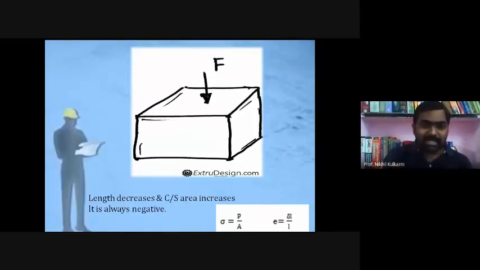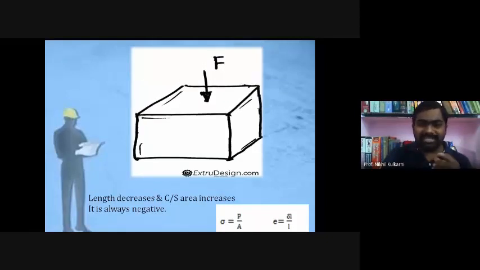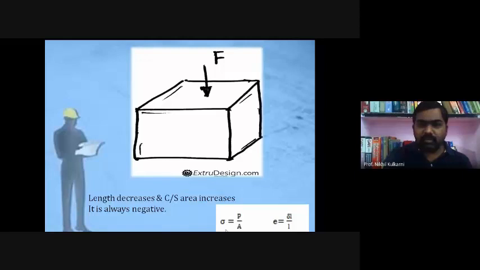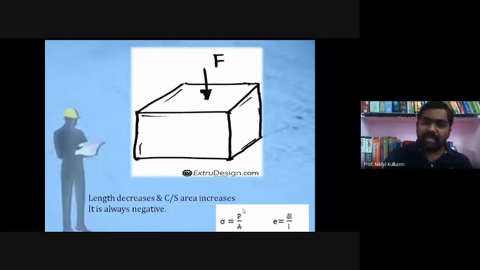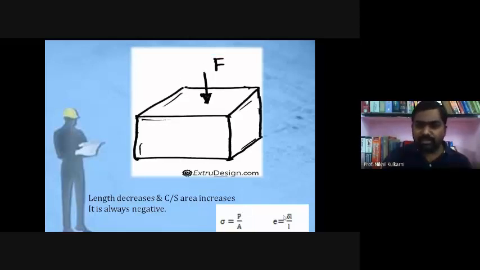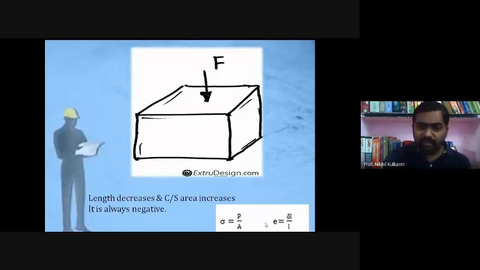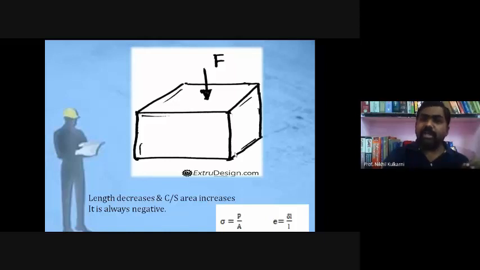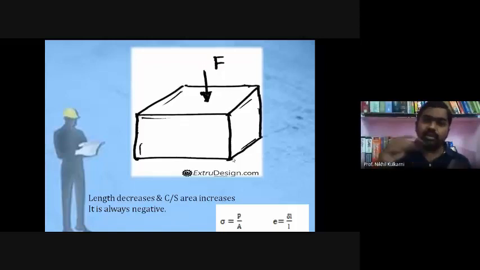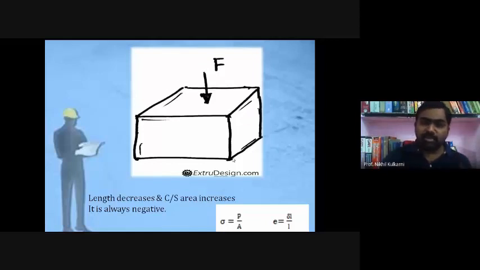Length is decreasing, so for that the strain will always be negative. So here for the compressive stress we have the formula as P by A only, the same force upon area, applied force upon cross sectional area. But for the compressive strain we again have change in length by original length. Here the change is happening in what? Again in the length only. The change will happen in the direction in which the force is applied. That's why we take the change in length by original length here also for the compressive strain.